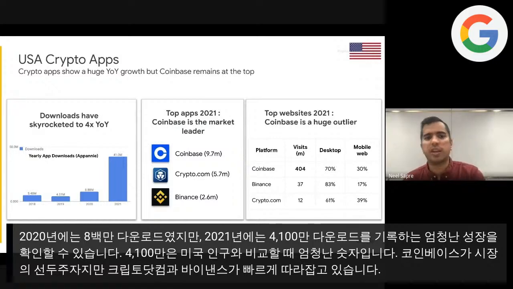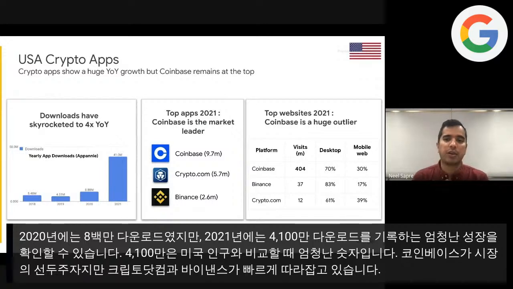When you look at the top three apps, Coinbase is by far the largest app and is the market leader, but other competitors are catching up real quick. We have Crypto.com and Binance, which are at number 2 and 3 as far as the app market is concerned. When we look at the websites, it's slightly similar as well. We look at the Coinbase being by far the largest website for crypto trading when it comes to the US.